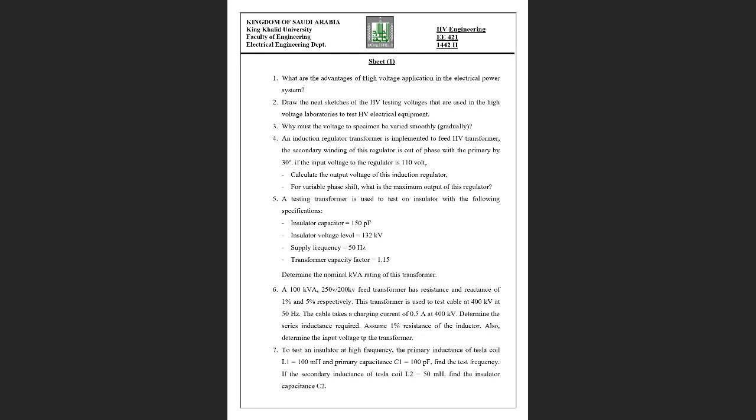And coming to the third question, why must the voltage to a specimen be varied smoothly? See, whenever we are applying some voltage to a testing object, we should not apply it suddenly. We have to apply it gradually. Why? Because if you apply suddenly, a sudden rise in current will be there, so there may be a chance of damage. So we will use some regulators to apply the voltage smoothly.